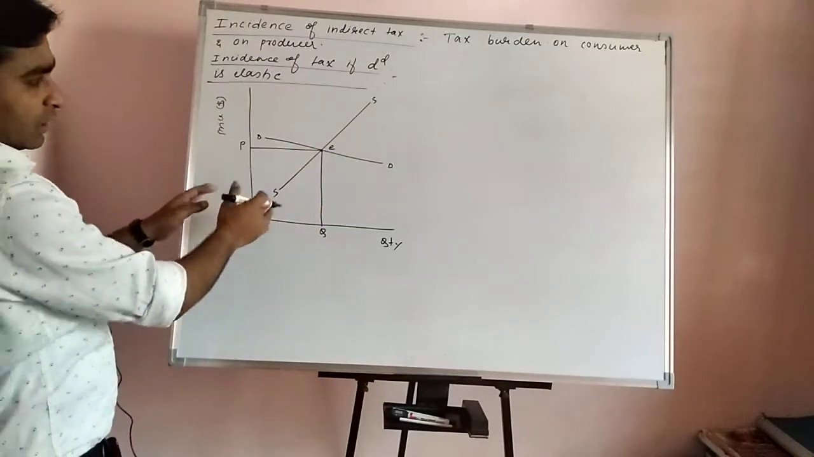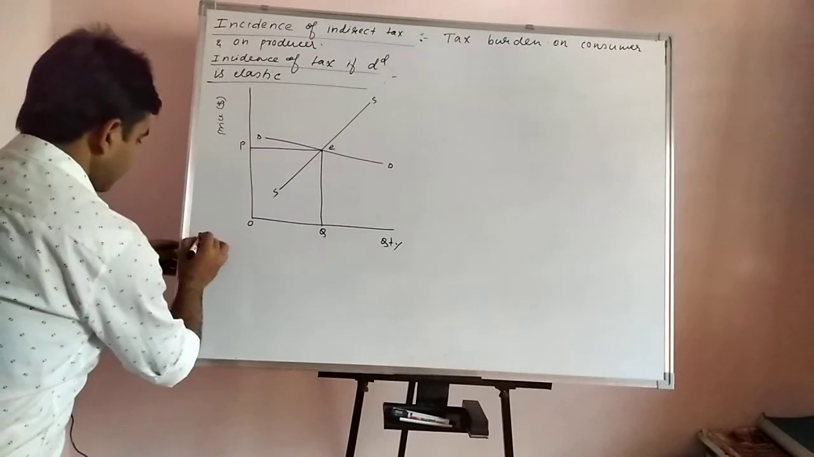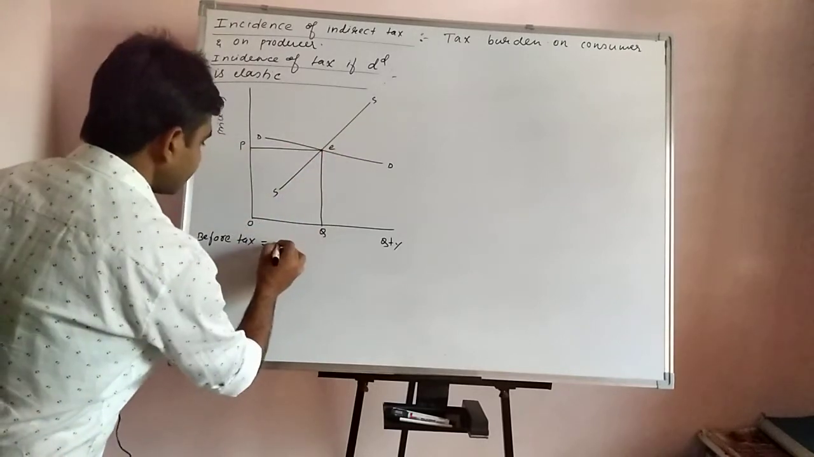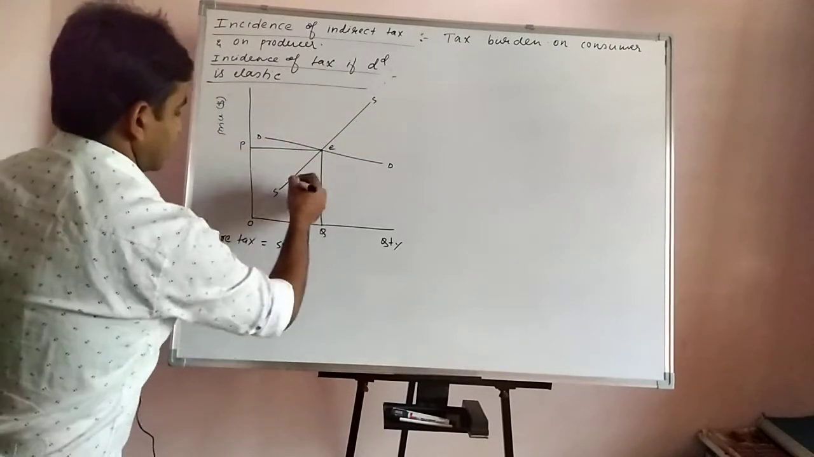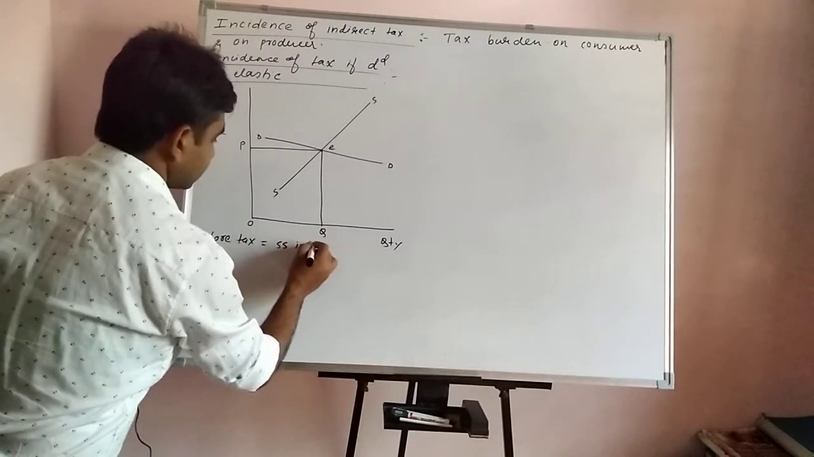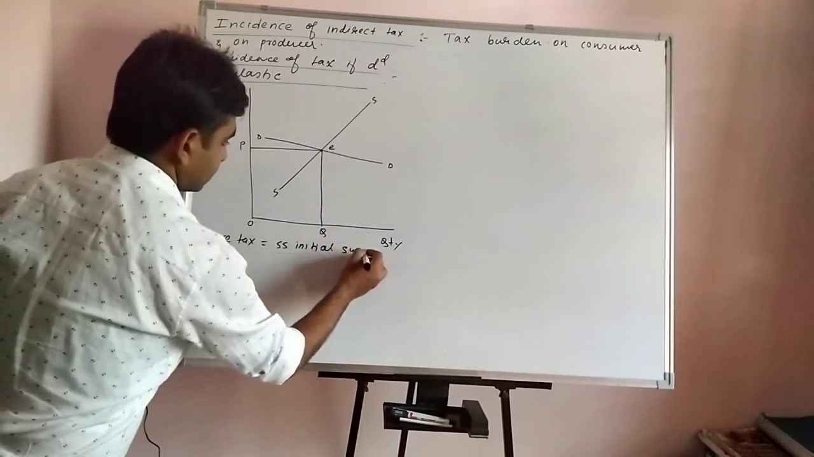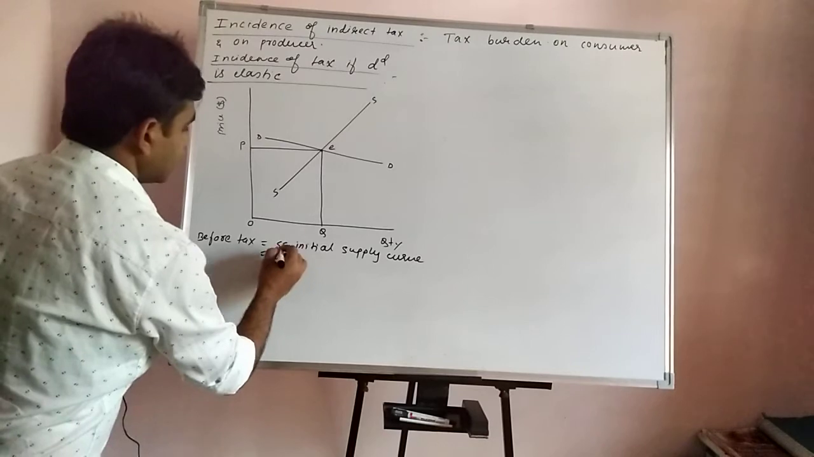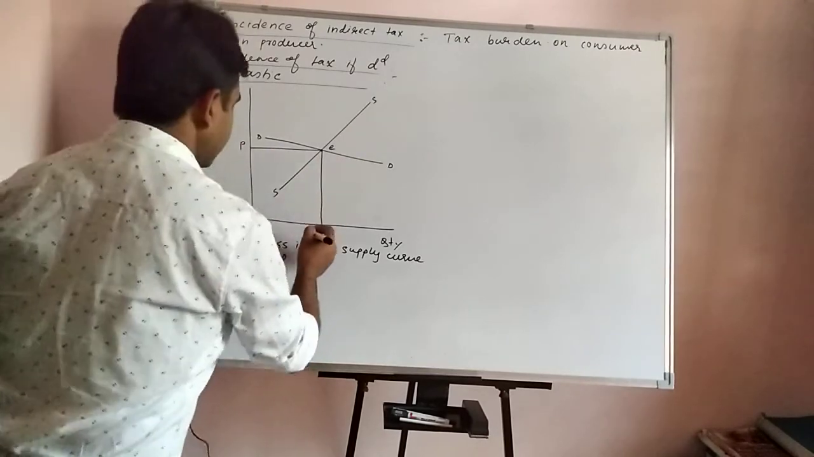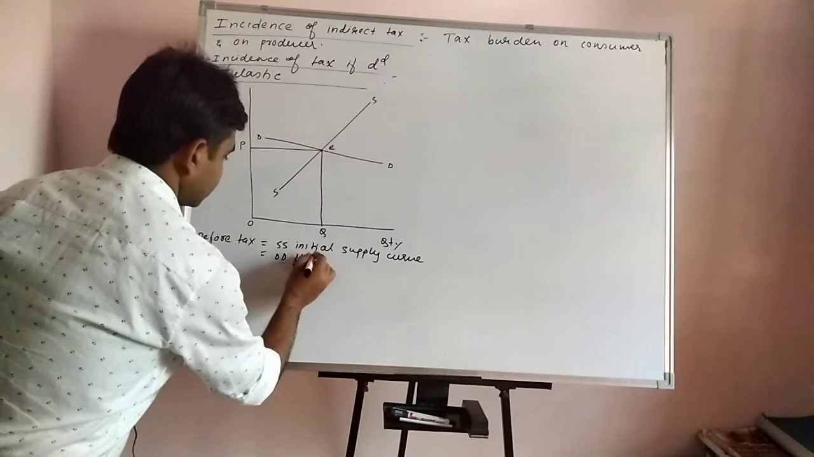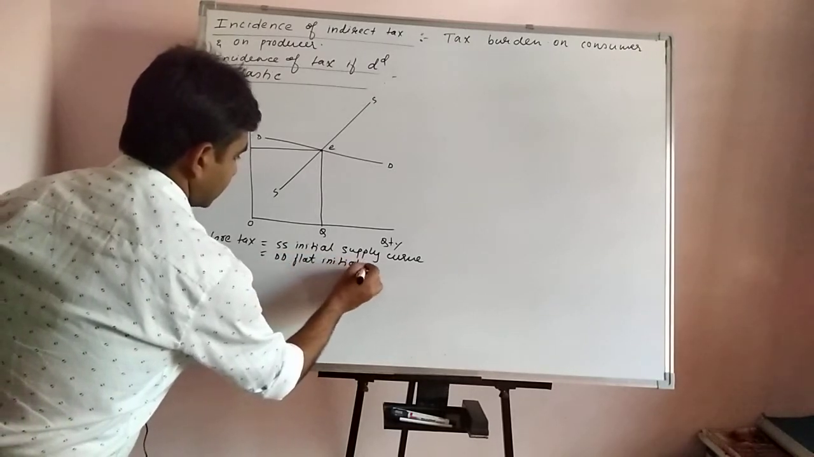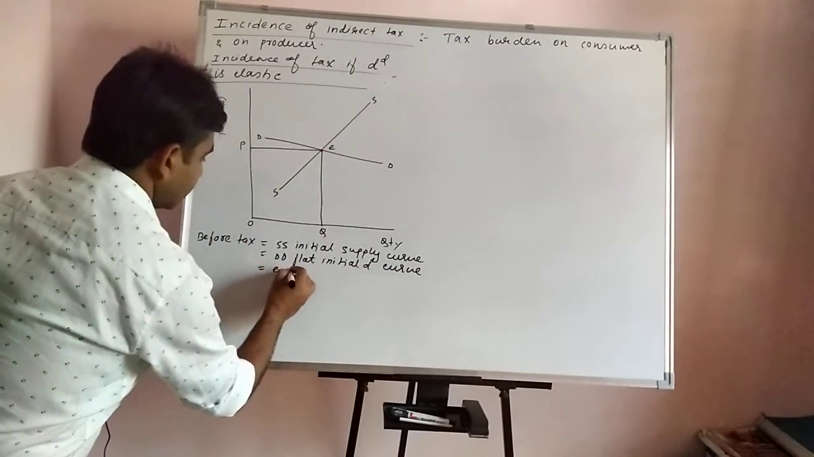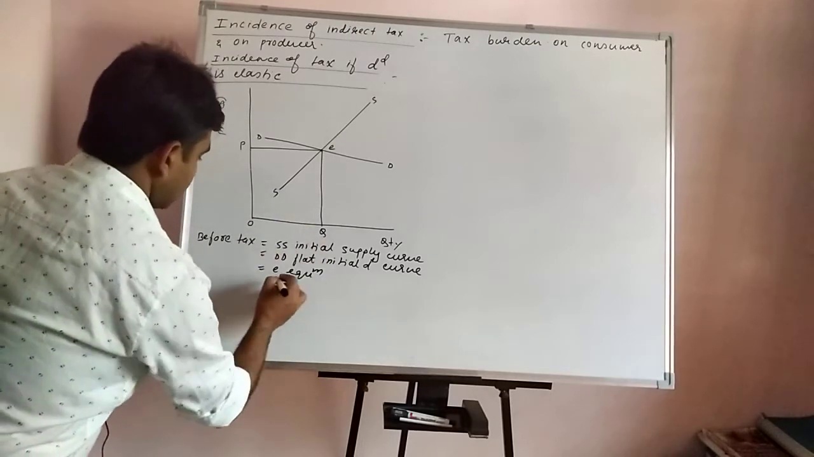So this situation is before tax, so we'll write it down. Before tax, what is the situation we have? SS is the initial supply curve, and DD, that is a flat demand curve, is the initial demand curve. E is our initial equilibrium point.